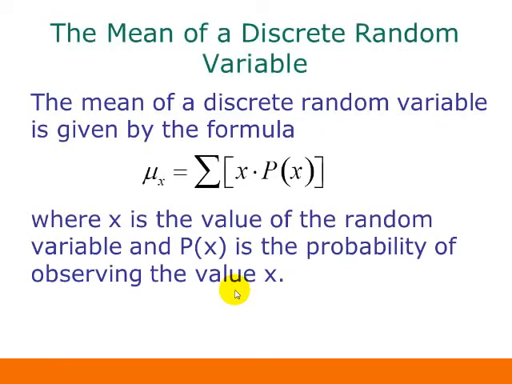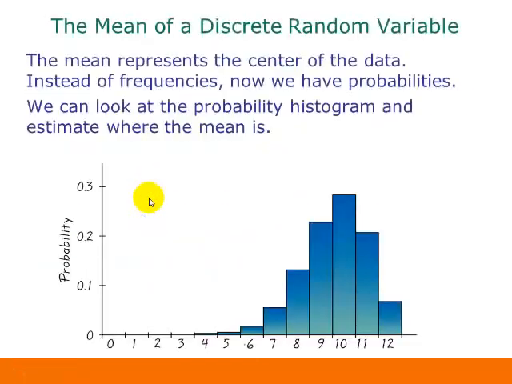So the mean of a discrete random variable is given by this formula, where x is the value of the random variable and p of x is the probability of observing the value x. So what this formula tells you to do is for each value of x to multiply the value times its probability and then add up those results, and that gives you the mean. And again here, the mean actually represents the center of the data.